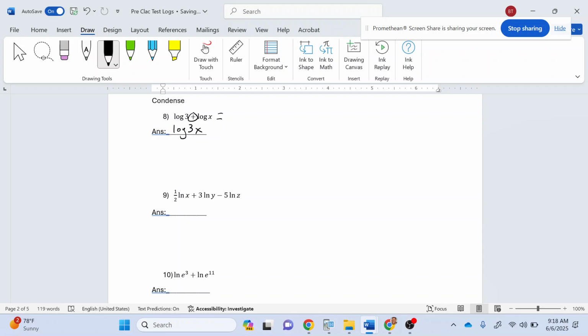Is multiplication? Yes, plus would mean multiplication. The general rule is log A plus log B can be log of A times B. If you did subtraction, any guess what that would be?